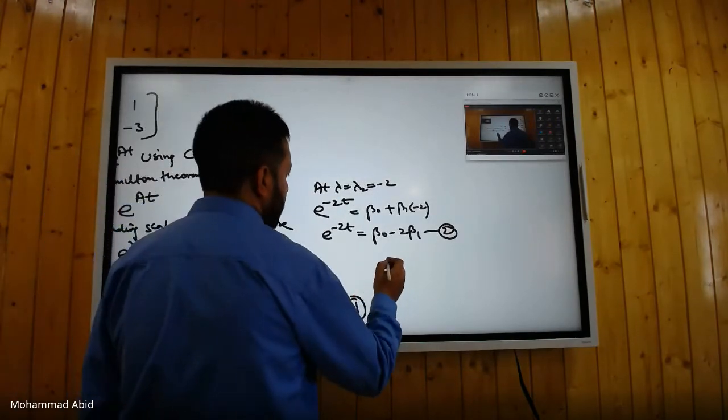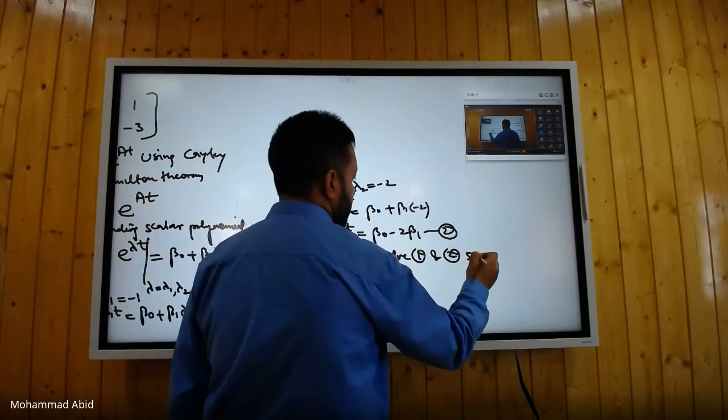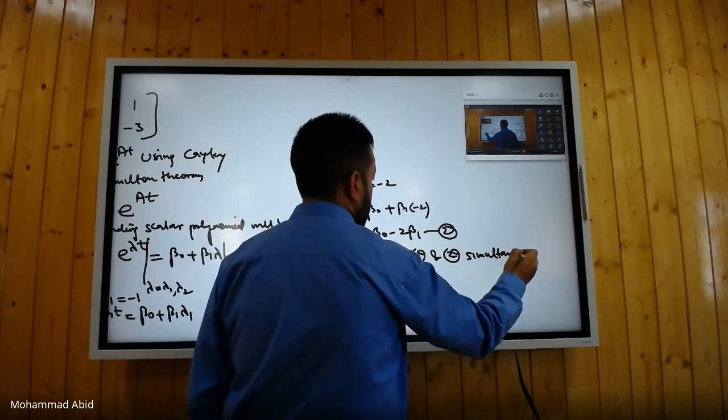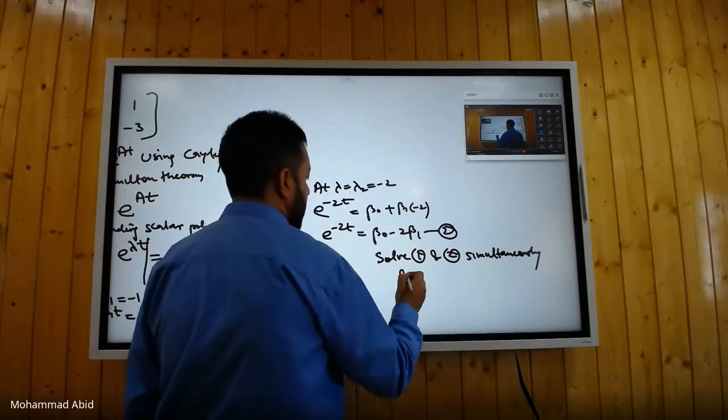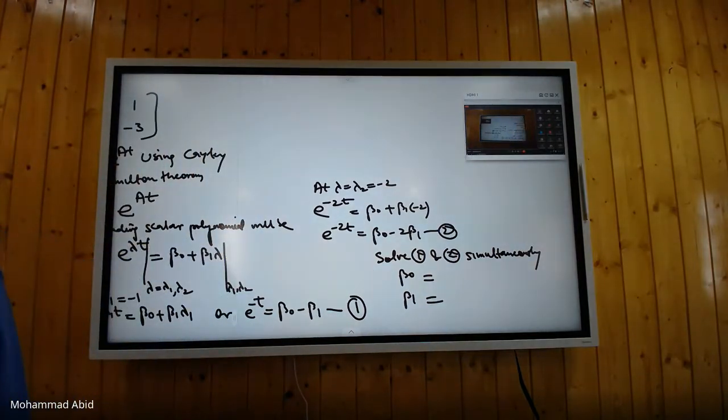Tell me what is beta naught and beta 1? Solve 1 and 2 simultaneously. Tell me what beta naught and beta 1 come out to be, quickly. There is not that much time, do it quickly. Solve these two equations 1 and 2 simultaneously and get me the value of beta naught and beta 1.